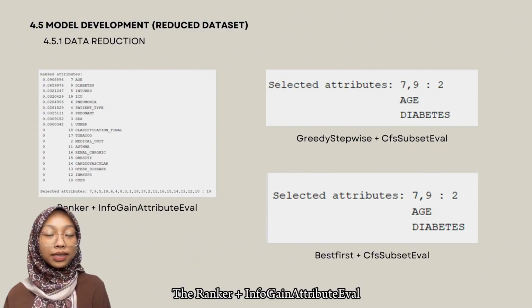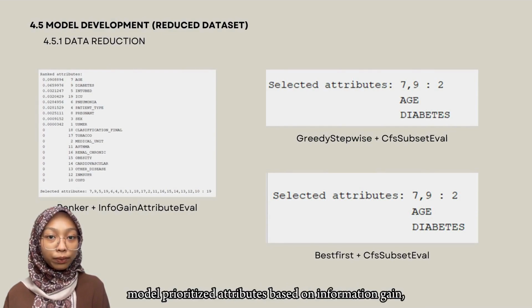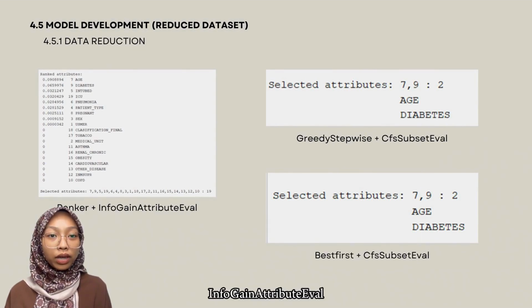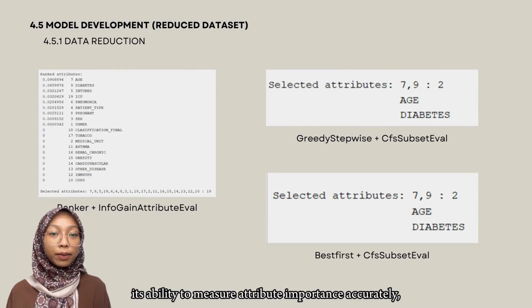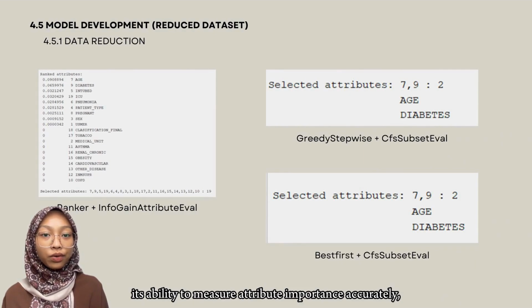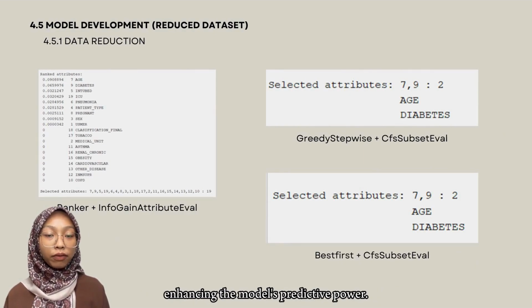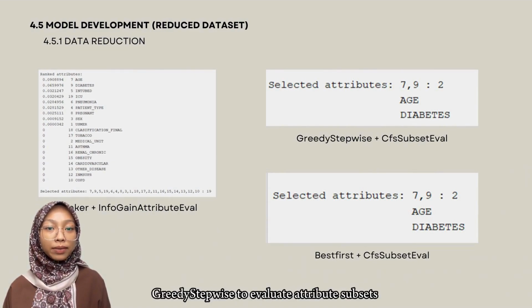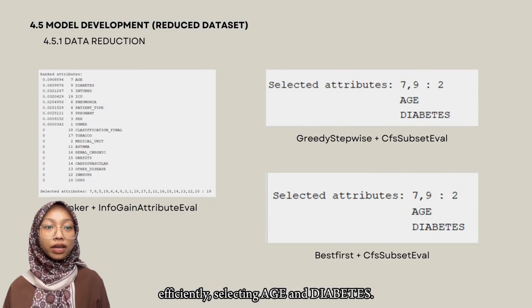The Ranker plus InfoGain attribute eval model prioritized attributes based on information gain, selecting important ones like age and diabetes. InfoGain attribute eval was chosen for its ability to measure attribute importance accurately, enhancing the model's predictive power. The greedy stepwise and CFS subset eval model use greedy stepwise to evaluate attribute subsets efficiently, selecting age and diabetes.